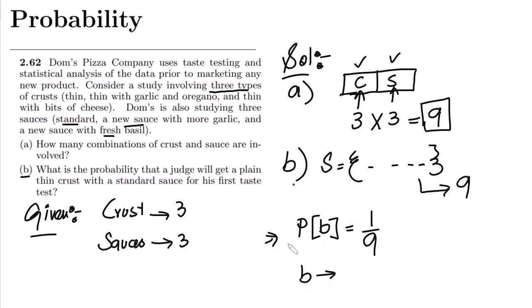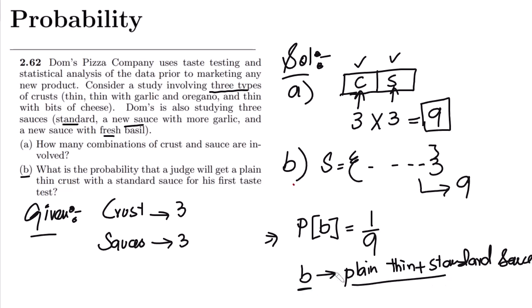This B is the plain thin crust with the standard sauce. That is the event B, and we have found the probability of this, which is 1 by 9.